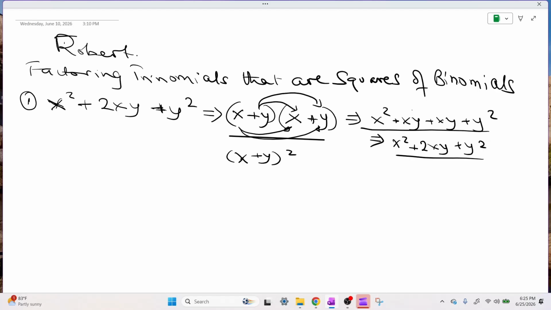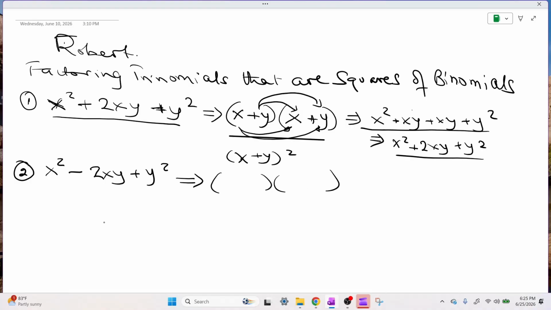Okay, now let's look at a second formula, which is very, very important, formula number 2. Formula number 2 is very similar to the first one, but it has a negative element, and that's x squared minus 2xy plus y squared. So that means we need to find two different expressions that are similar that will give us back this expression here.